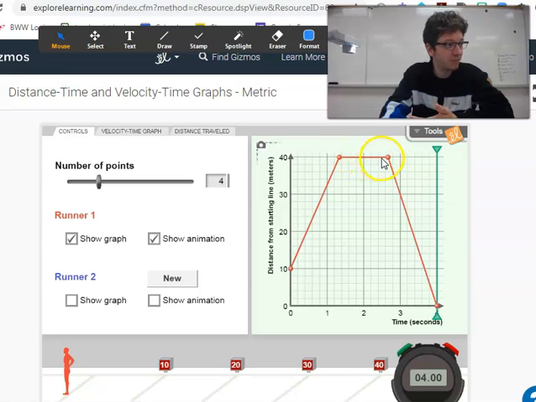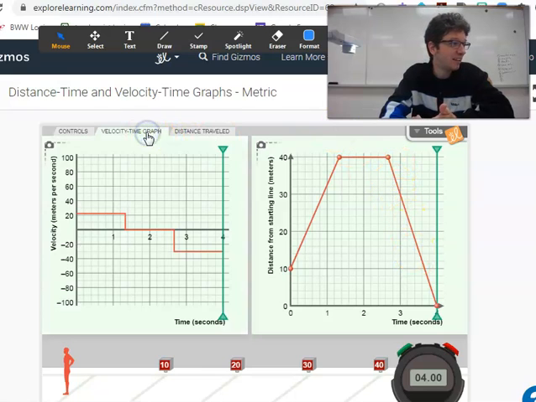And then we stop. If we stop and our position isn't changing, that means we're not moving. So our velocity should be zero. And then finally, again, we have a linear line. So we have a constant velocity, but the slope is negative. So having said that, what does this look like on a velocity time graph?